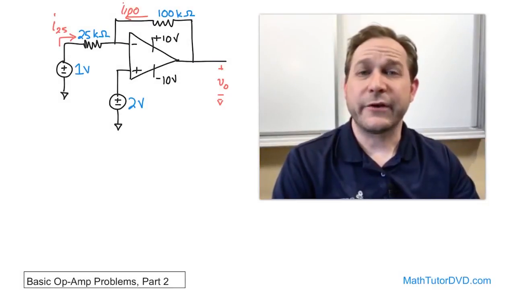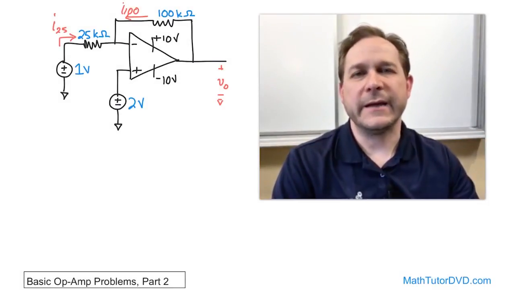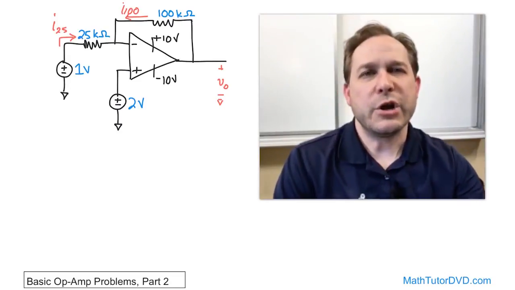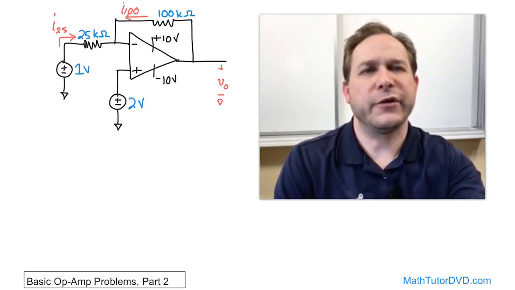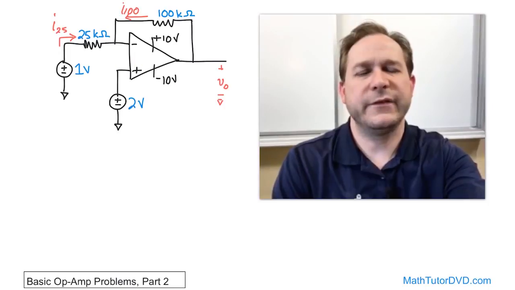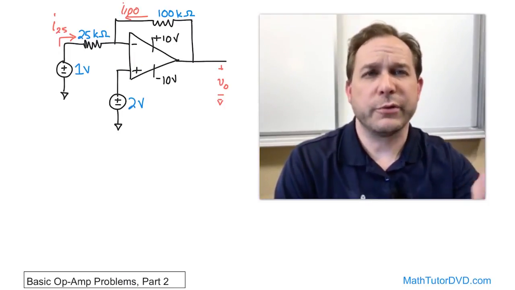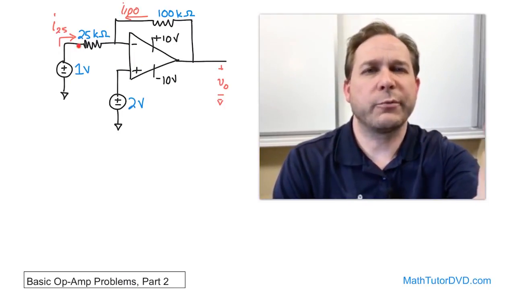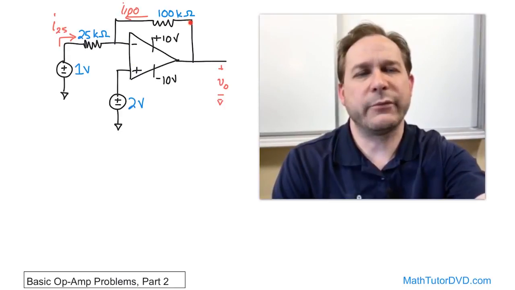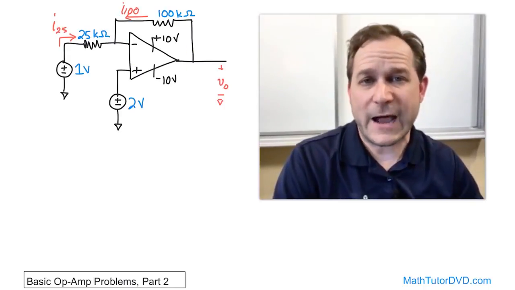Hello, welcome back. Here's our next problem we're going to be solving by first principles. Notice that it's really the exact same configuration. You have a source tied to the non-inverting terminal, you have a source going into the inverting terminal through a resistor, and then you have a feedback resistor that's also connected to the output.